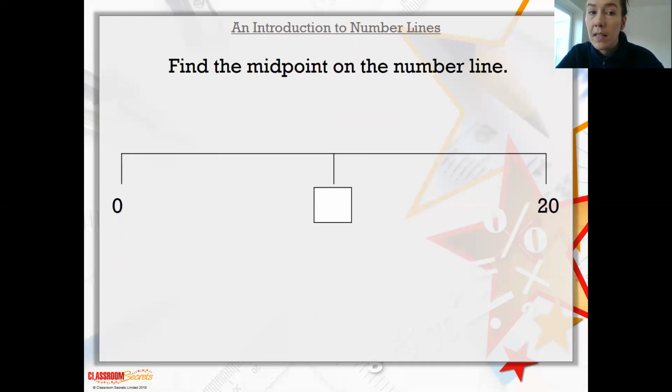Okay, the midpoint on this one, so I've put 0 and 20. Basically asking you to find the middle point or the number in the middle of these two. And if we look, I've added the little numbers in, so we've got 0, 2, 4, 6, 8, 10, 12, 14, 16, 18, 20. So the middle is going to be your 10.